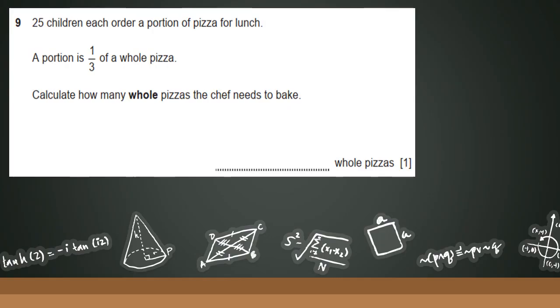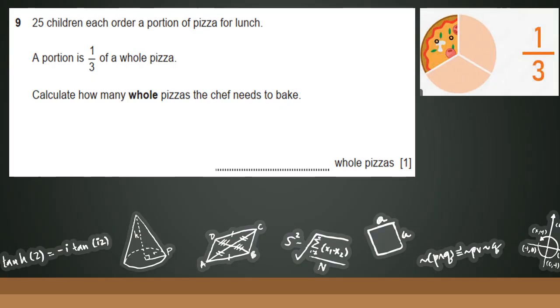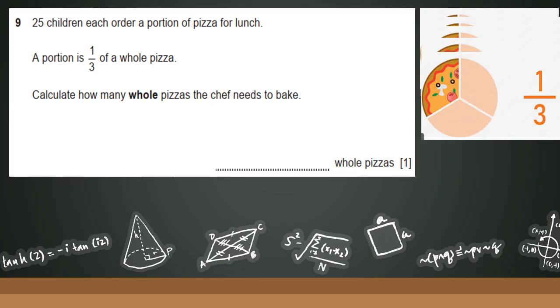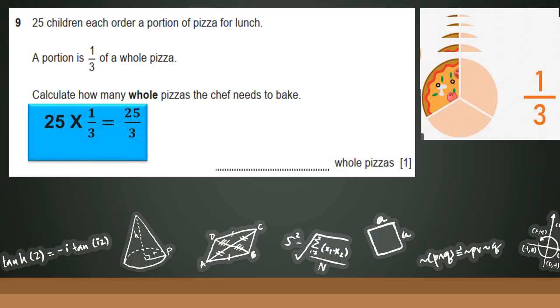25 children each order a portion of pizza for lunch. A portion is 1/3. So we need to think about this. How can I answer this? Is it multiplication? Is it division? 1/3 of pizza, and this will be repeated how many times? Several times we are going to repeat 1/3. So yes, it's 25 multiplied by 1/3. It's not division. I'm not going to divide. I will repeat, for the 25 children.